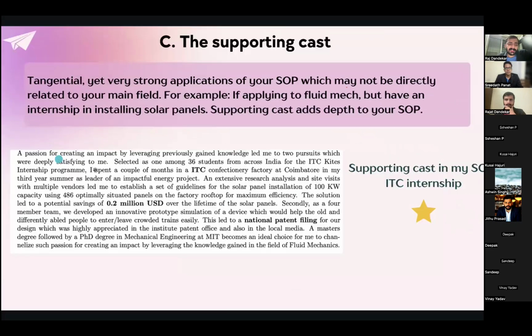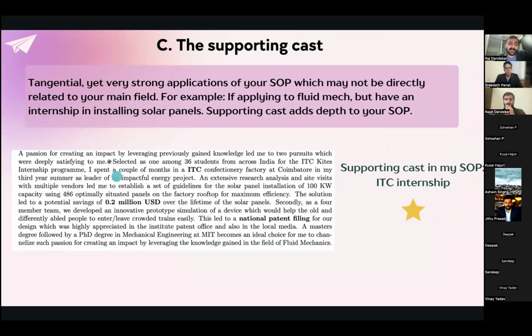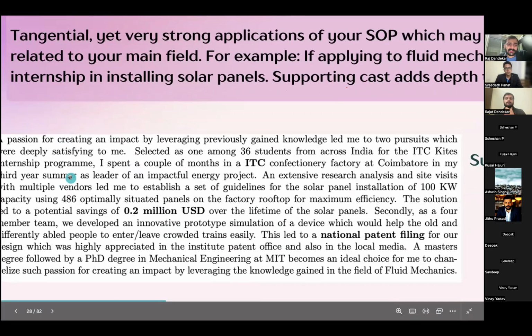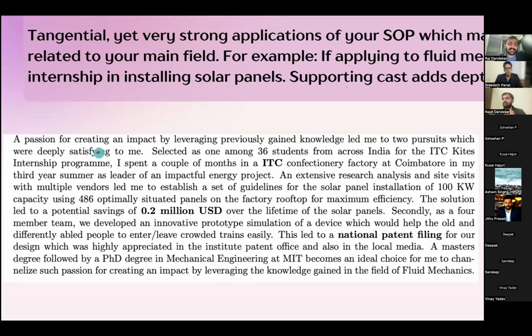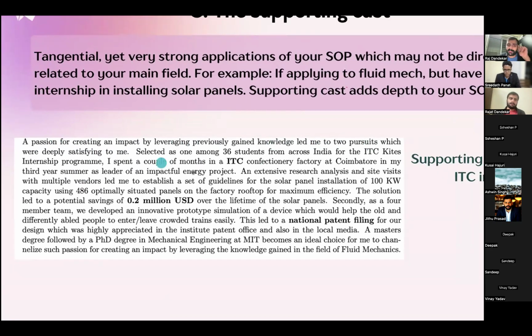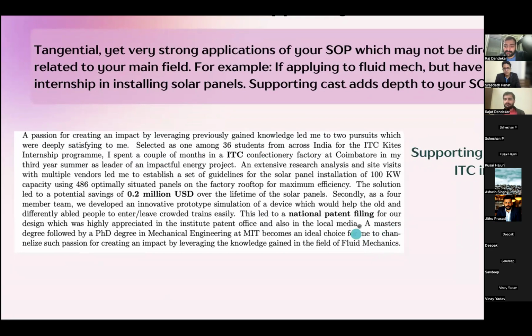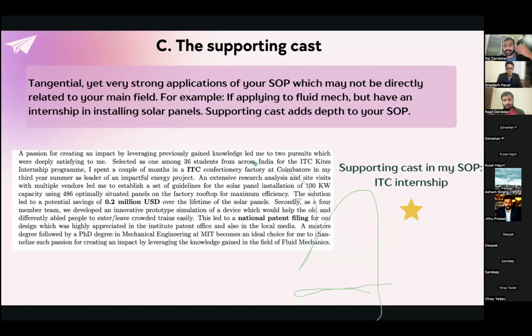So the sandwich technique is that, let's say if you have some random yet impactful thing, you sandwich it between your thread. So here you can see I've started this paragraph with my thread by saying that a passion for creating an impact led me to two pursuits. And I end this paragraph with my thread. A master's degree followed by PhD at MIT becomes an ideal choice for me to create an impact in the field of fluid mechanics. So I start with my thread, I end with my thread, and in the middle, I sandwich it with the other experience, with the experience which is not really related to my thread.